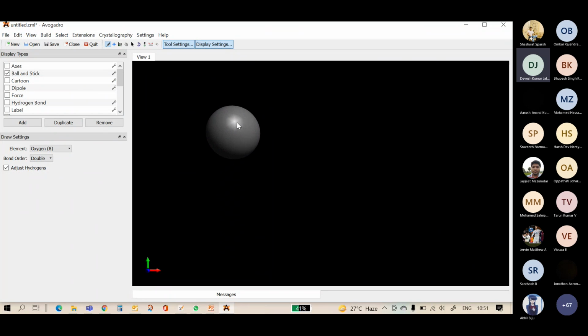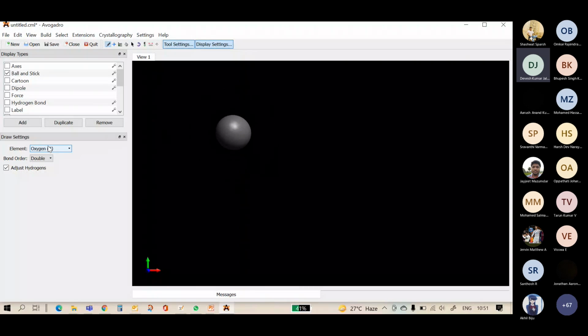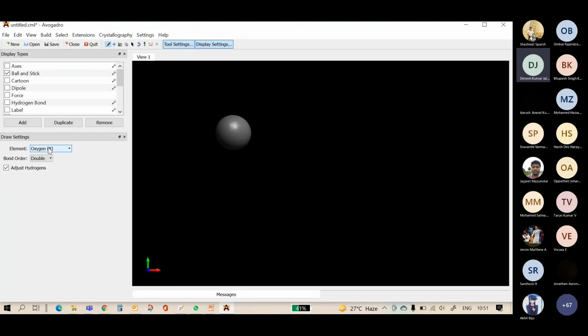By scrolling the wheel on my mouse, I can make it bigger or smaller. Now I'm going to draw oxygen. How do I do that? I have already selected oxygen and a double bond. I'm going to left click on carbon, hold, and then drag. You see, I'm clicking, I'm dragging, and I'm leaving. Automatically it draws a carbon oxygen double bond. Now two hydrogens are automatically added. This molecule right now is formaldehyde.